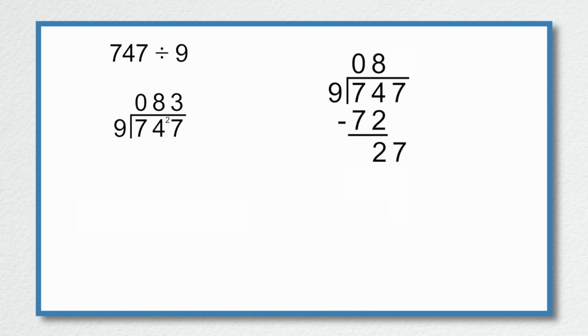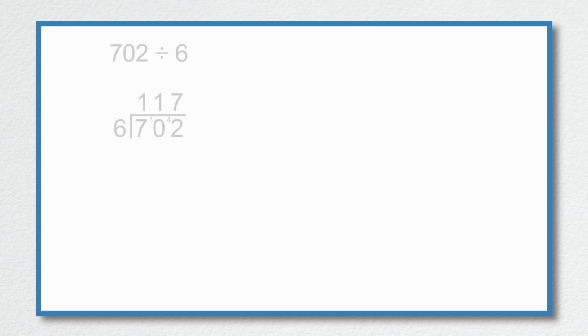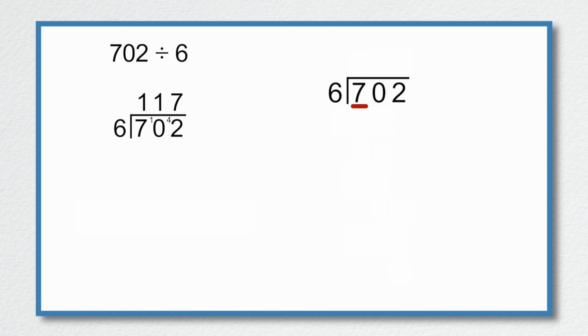9 into 27 is 3, because 3 nines are 27. And if we take that 27 away from 27, we have a remainder of 0. 702 divided by 6. 7 divided by 6. Well, 6 into 7 is 1, because 1 six is 6. And if we take that away, we are left with a remainder of 1. We now bring the 0 down.